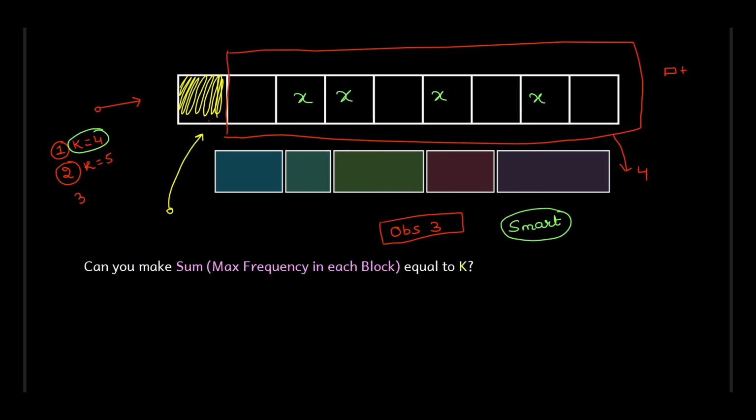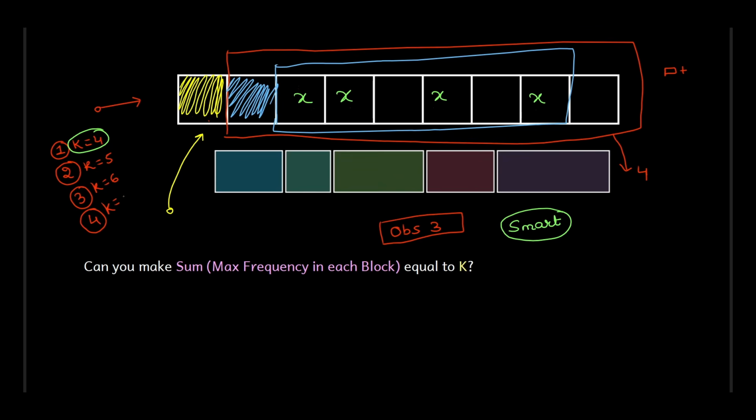In fact, you can also see that K is equal to 6 is also possible. How? You can give this element its own block, and you can have all the copies of X inside this block. This is also not hard to observe. In fact, you can notice that K is equal to 7 is also achievable.